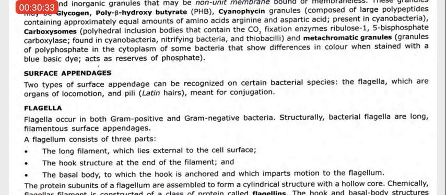Flagella occur in both gram-positive and gram-negative bacteria. Structurally, bacterial flagella are long, filamentous surface appendages. A flagellum consists of three parts: a long filament which lies external to the cell surface, the hook structure at the end of the filament, and a basal body to which the hook is anchored and which imparts motion to the flagellum.